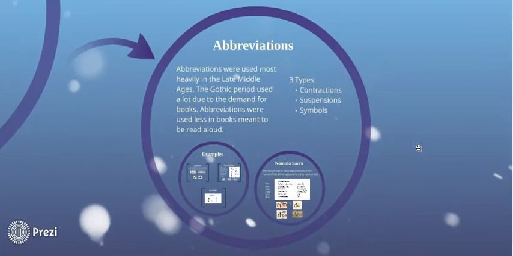Abbreviations were used most heavily in the late Middle Ages. The Gothic period in particular used a lot due to the demand for books, and scribes would have needed ways to copy a manuscript quicker. Abbreviations were less common in books that were meant to be read aloud. There are 3 specific types: contractions, suspensions, and symbols.